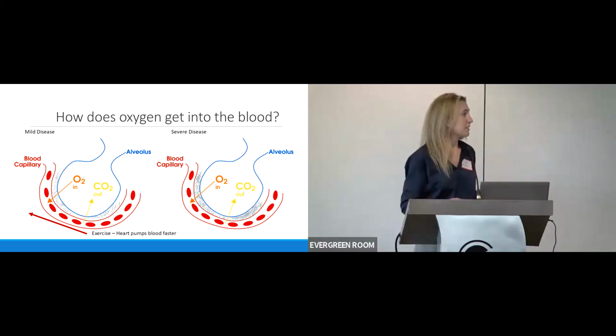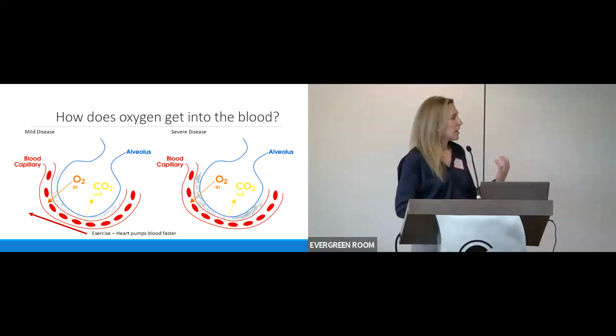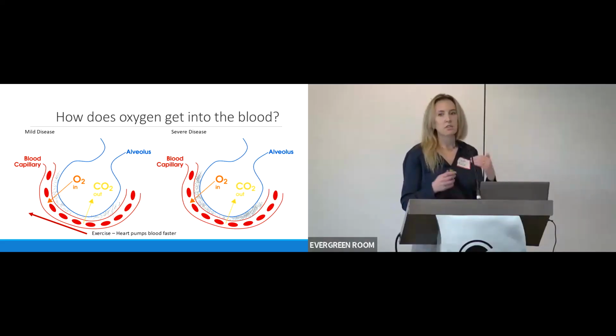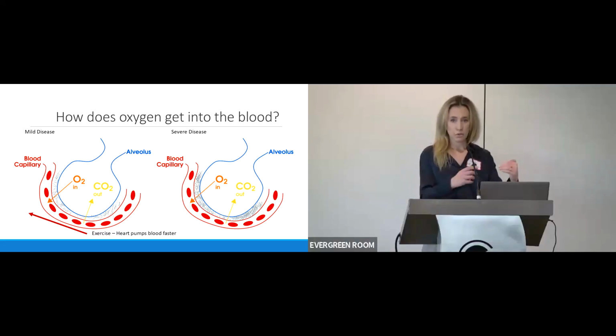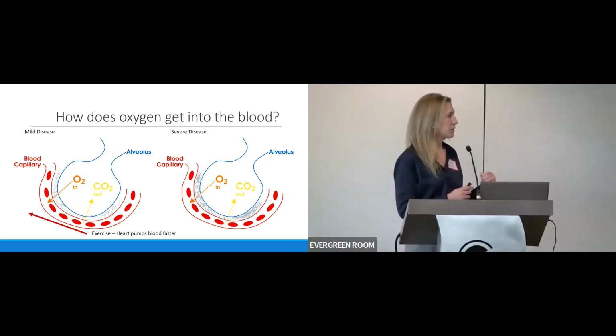When you take severe disease, when there's more fibrosis in that interstitial space, then you have a problem even at rest. Even then, you can't seem to get as much oxygen in because you have so few doors for those oxygen molecules to get across to those blood cells.